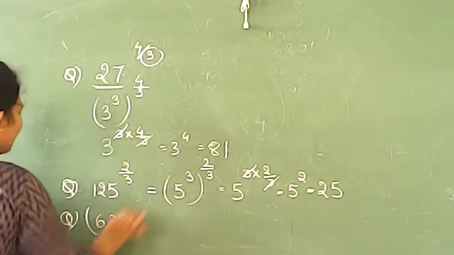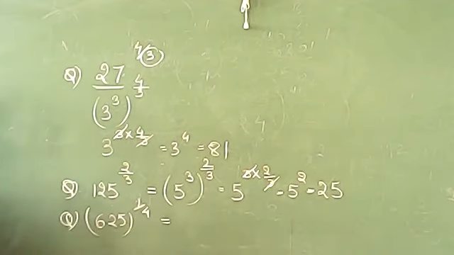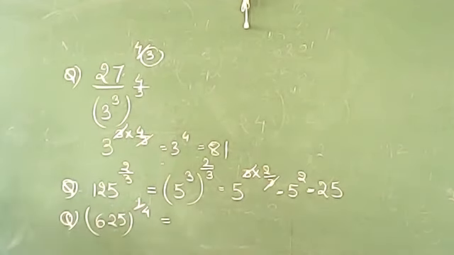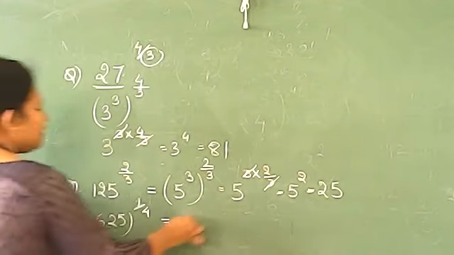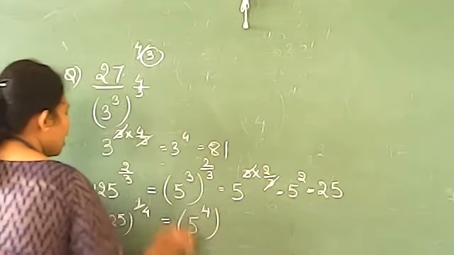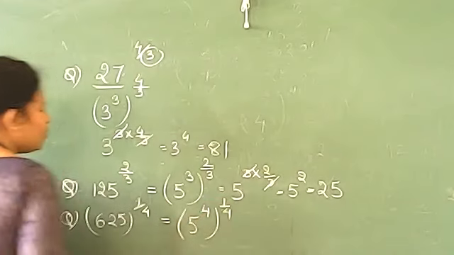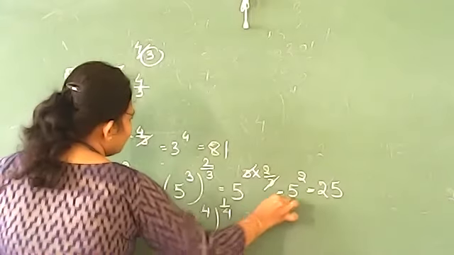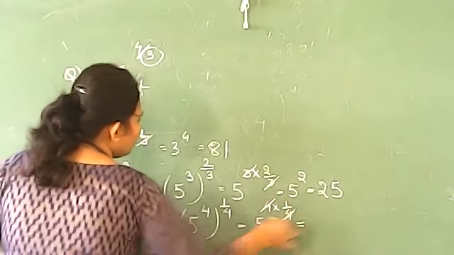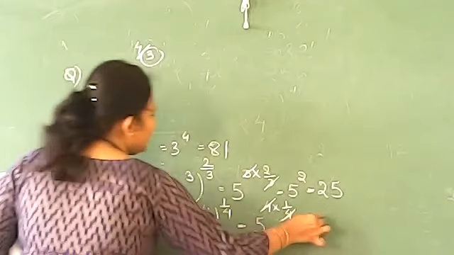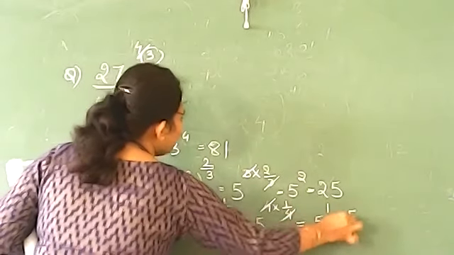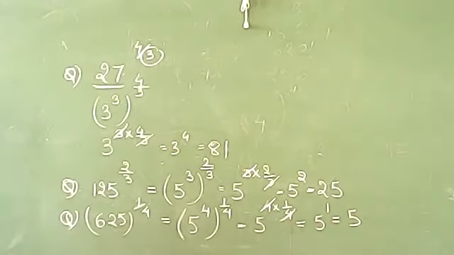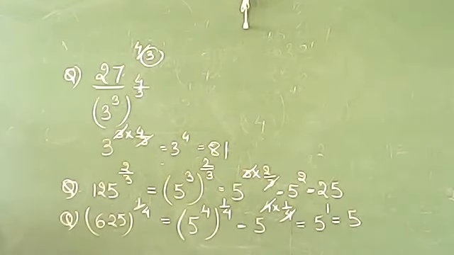Let's have one more question related to it: 625 to the power 1/4. Same question again. 625 can be written as 5 to the power 4. Now you have another power, 1/4. Power of power gets multiplied, so the 4 gets cancelled and you simply have 5 to the power 1, which gives you 5. So remember, whenever you have fractional powers, you can do these questions like this.